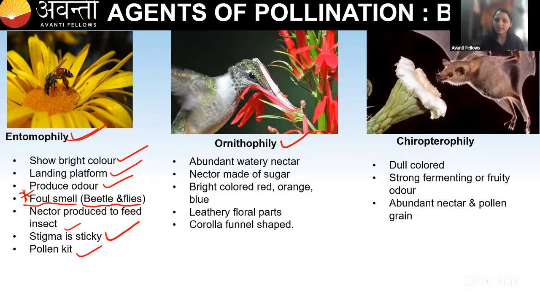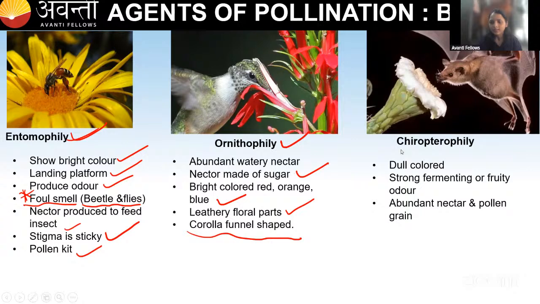A very large amount of nectar will be produced, and the nectar will be made of sugar. These flowers will also be bright red, orange, and blue in color. They will produce leathery floral parts, and the corolla will be funnel shaped. Just remember, the corolla will be funnel shaped and large. Compared to the insect pollinated flower, the ornithophilous flower will produce more nectar.